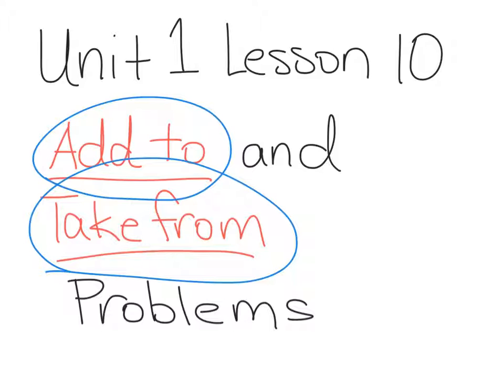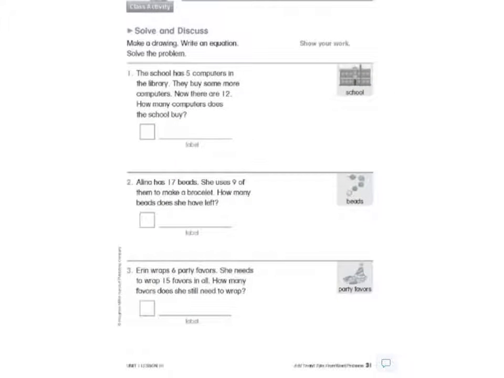So first thing I want you to do is open up your SAB book to page 31. And we're going to take a look at problems number 1 and 2 and draw some pictures for them. So the first problem in your SAB on page 31 is number 1, and we're going to read that together.